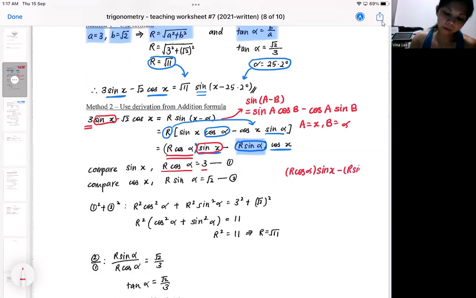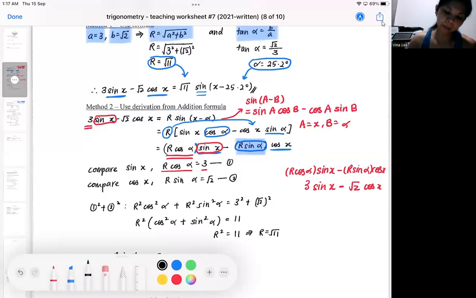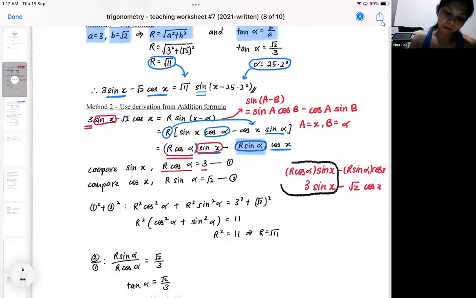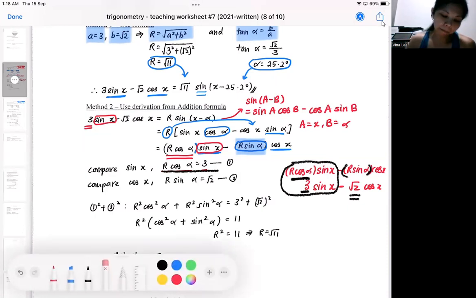So if you have difficulty comparing, you can put it like this. If you put it like this, I think it might be easier to see that this is equal to 3, and then this is equal to root 2. Okay, so you apply the addition formula.